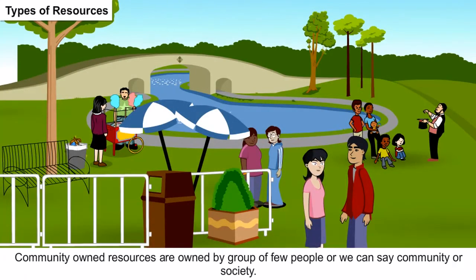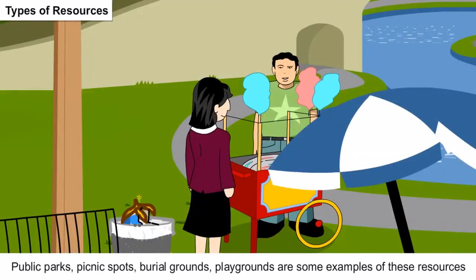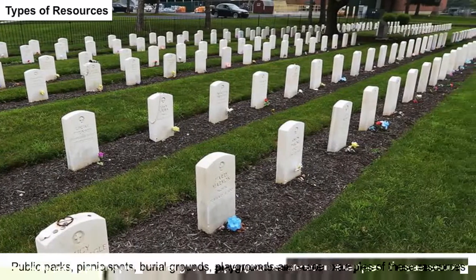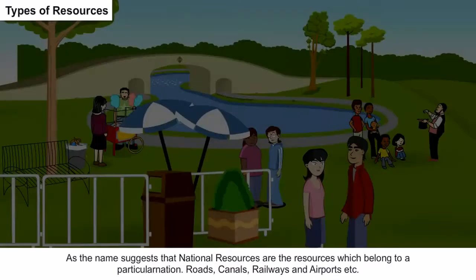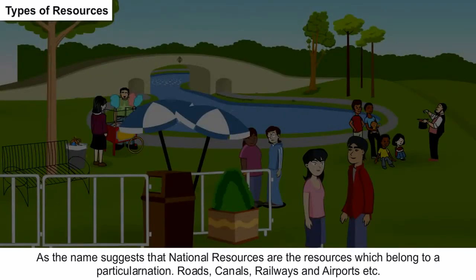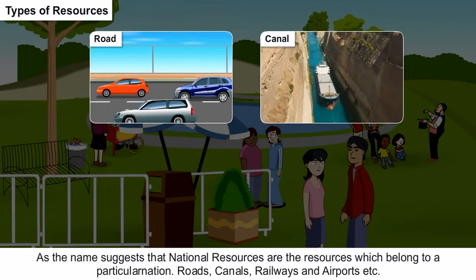Community-owned resources are owned by a group of few people, or we can say community or society. Public parks, picnic spots, burial grounds, playgrounds are some examples of these resources. As the name suggests, national resources are the resources which belong to a particular nation. Roads, canals.